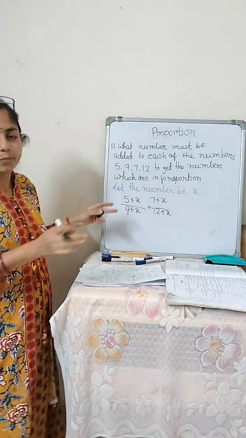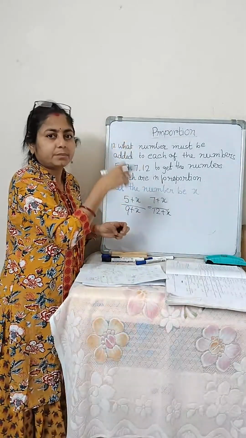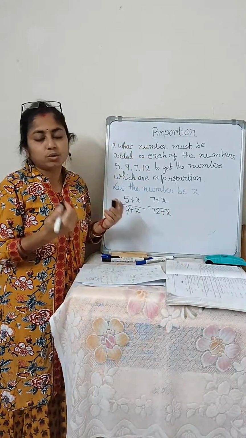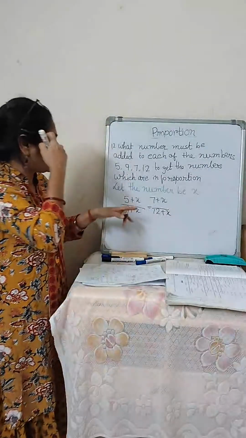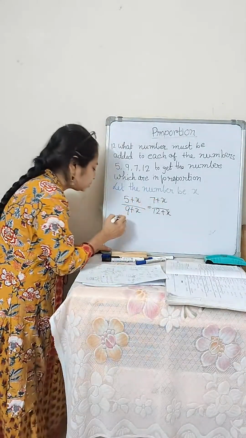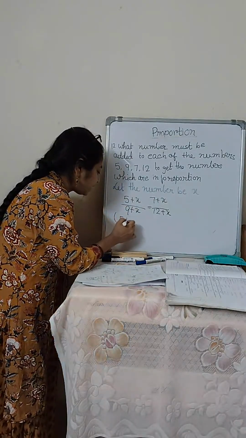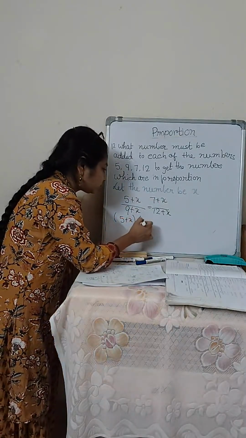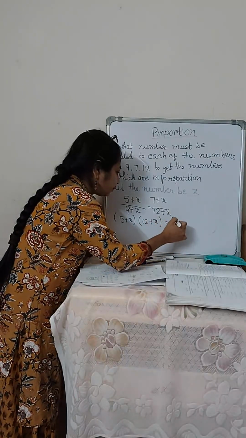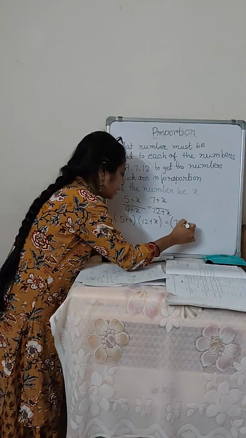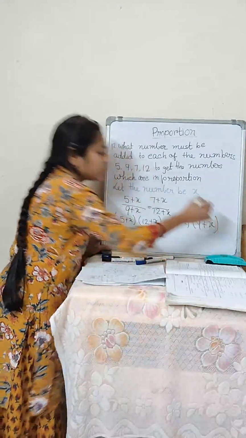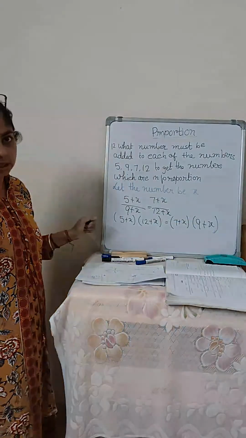It is a normal proportion. A is to B proportions and C is to D. So according to the proportion rule, the same for every maths, extreme part equal to the mean part. So I can write 5 plus x into 12 plus x is equal to 7 plus x into 9 plus x. Please all the kids, you do the multiplication alone, then you check.